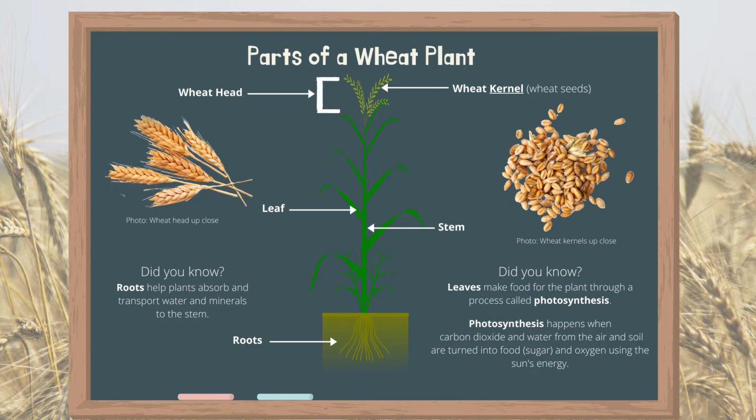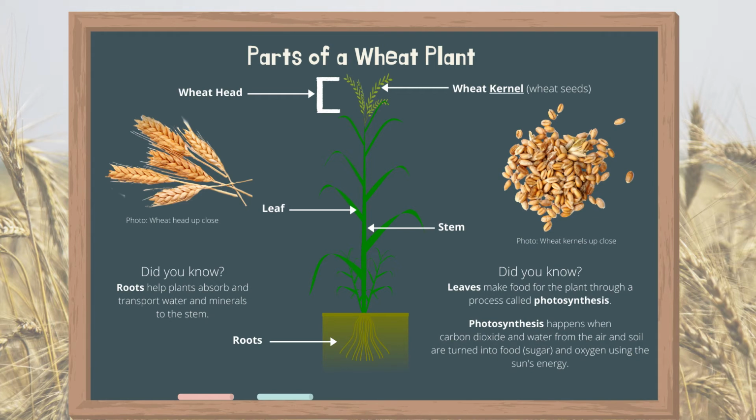parts of the plant. The job of the leaves is to make food for the plants through a process called photosynthesis. Photosynthesis happens when carbon dioxide and water from the air and soil are turned into food and oxygen using the sun's energy. After the leaves come the wheat head. The wheat head, also known as the ear, holds all of the kernels. There are approximately 35 to 50 kernels per wheat head. And last but not least, the wheat kernel, or the wheat seeds.